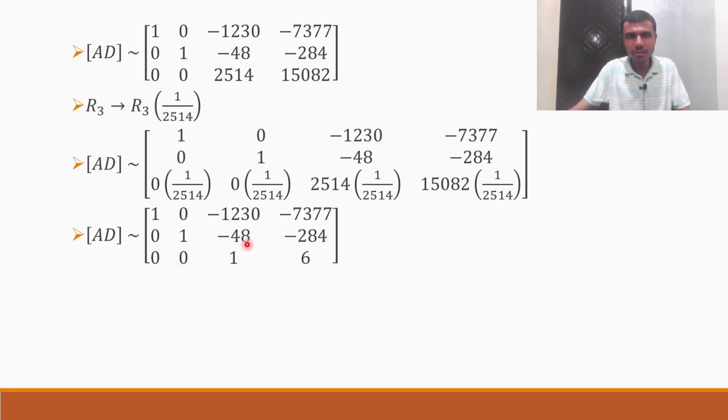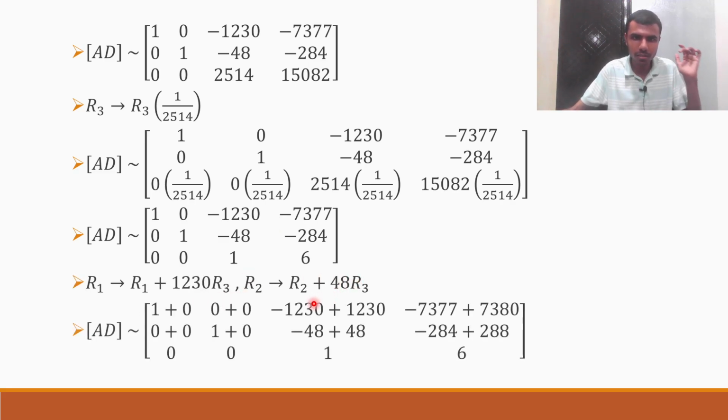Now using this, I got 1000010, I need to get 001. Now using this one, make this and this 0. How? R2, use R3 only. R2 is minus 48, so I need plus 48. So R2 implies R2 plus 48 R3, and R1 implies R1 plus 1230 R3. Okay, these are my two operations.